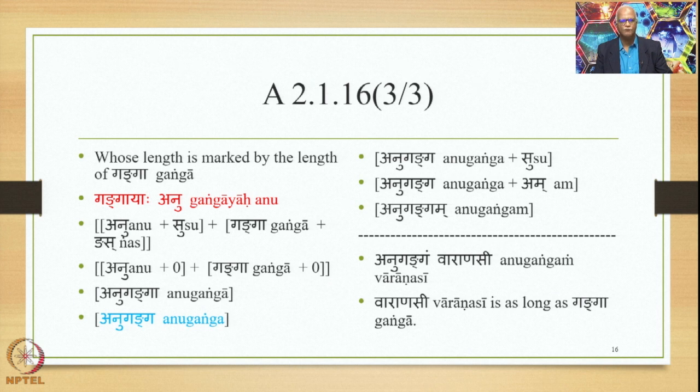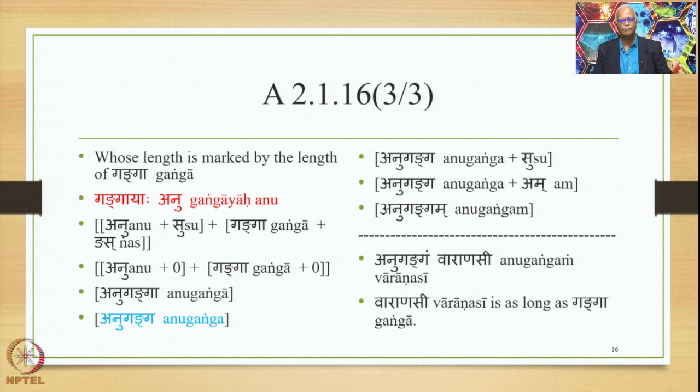So now we have the example. The meaning of the sutra is the following. The sutra yasya chayamaha means the avyaya subanta anu, which is the mark for the length of a particular entity, is compounded with another semantically related subanta whose length is in fact indicated by anu, and the resultant samasa is the avyayībhāva samasa.